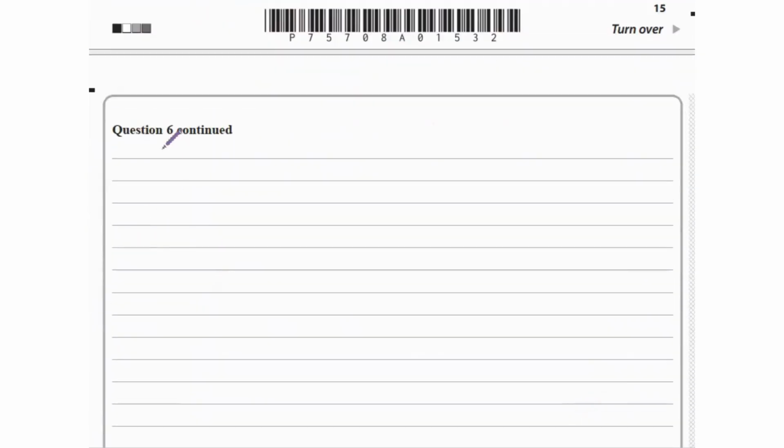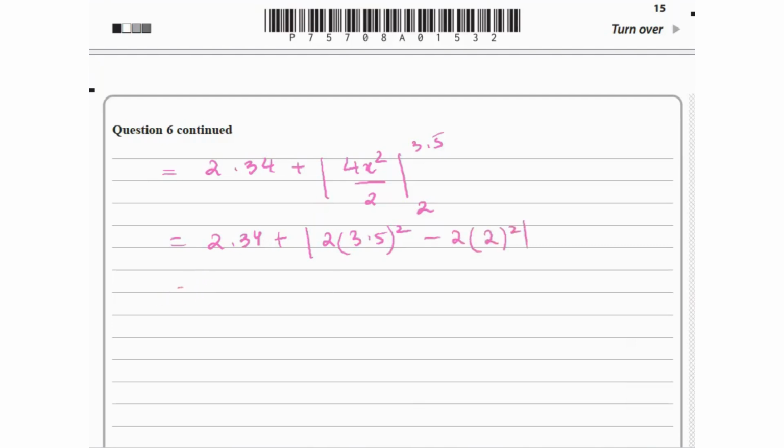So now, the first part will have the same value which we found in the previous part, which is 2.34. And the integral of 4x is going to be 4x squared over 2, and we put in the limits of 2 and 3.5. So that's going to be 2 times 3.5 squared minus 2 times 2 squared. That's 16.5, added up, which gives us 18.84.